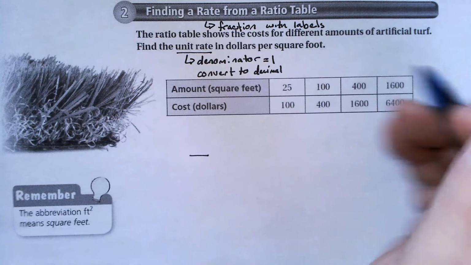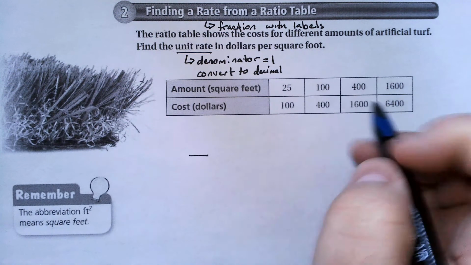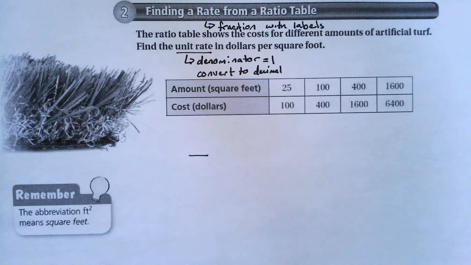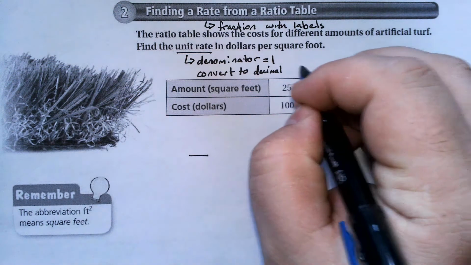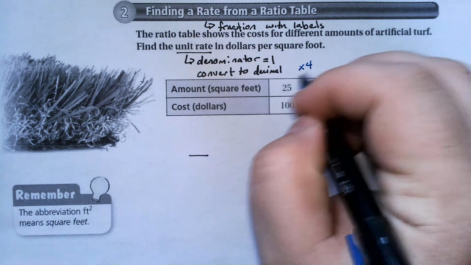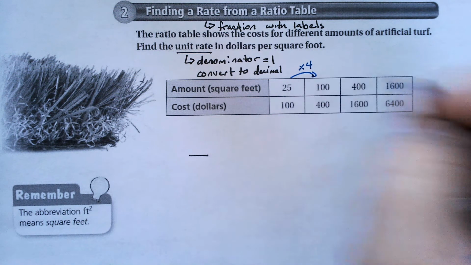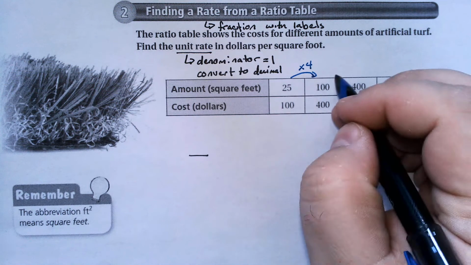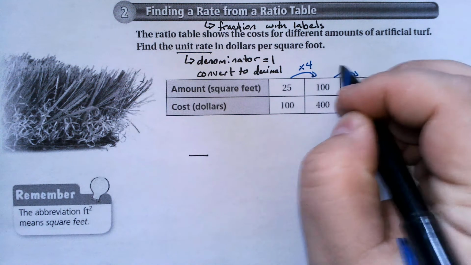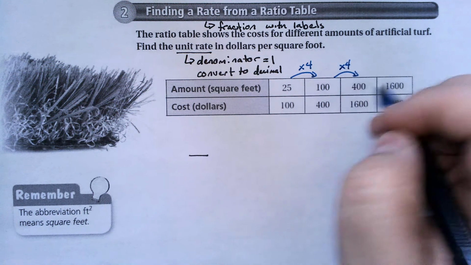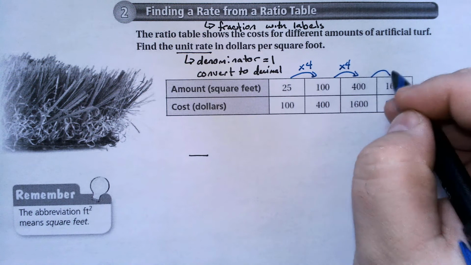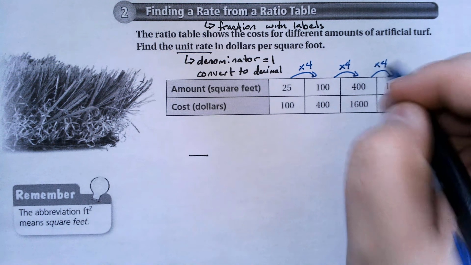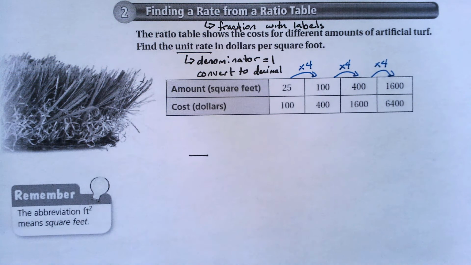Now, from here, what I got to do is I got to figure out how in the world are they going from one to the other in the table. So if I notice this, I'm multiplying by 4 to get from 25 to 100. And to go from 100 to 400, I'm also multiplying by 4. To go from 400 to 1600, I'm also multiplying by 4. So the good news is I have that common factor. It's 4.